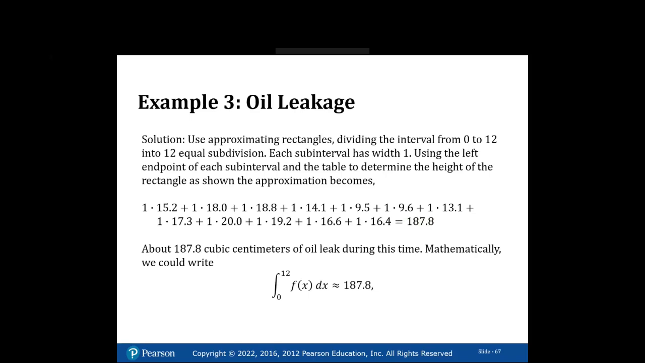Mathematically, right, because this is a definite integral, we're saying that the definite integral from 0 to 12 of f of x dx is approximately 187.8. Or the area under the curve of f of x, which was in the graph, that area under there is approximately 187.8. So a way to apply total change.